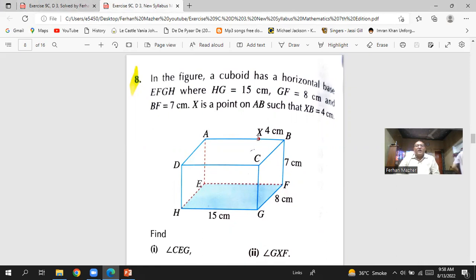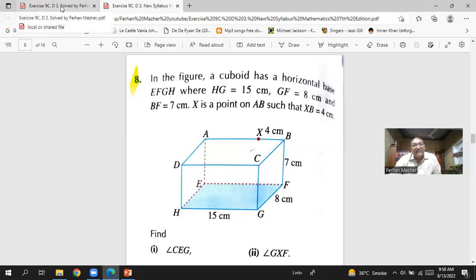Okay. So I want to find out the angle CEG. If you join C with the E and the G, the angle EGC will be 90 degree. This CG height will be 7 centimeter. But first of all, I need to know how much is the EG. EG is the diagonal of the rectangle EHGF. So I can find out, I know it's 2 dimensions, so I can find its diagonal.